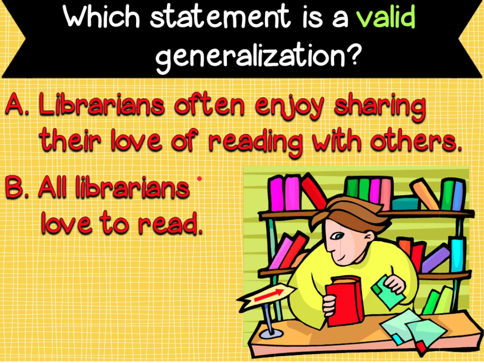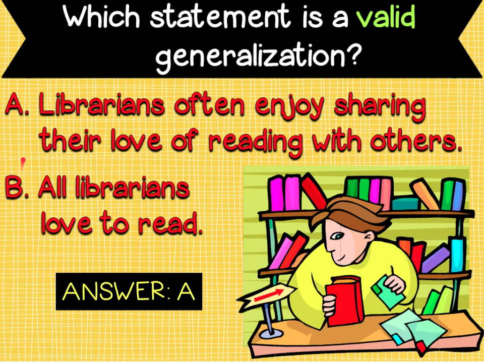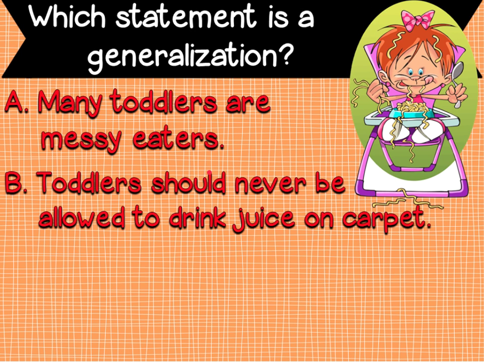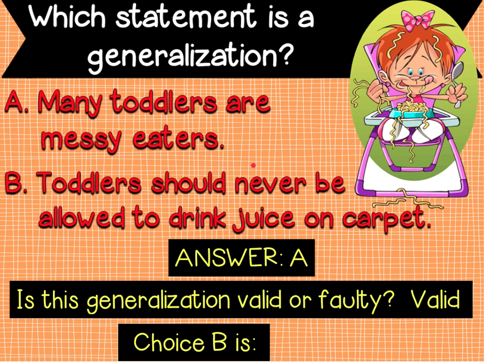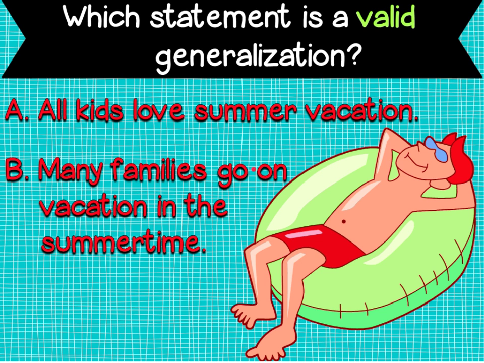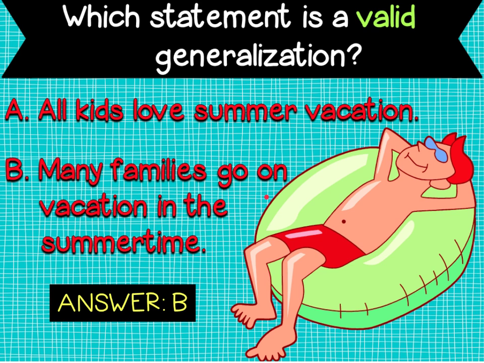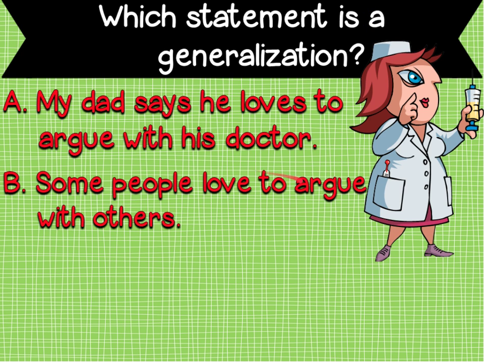A valid generalization would be A, because the word all means that it is faulty, even though you would think librarians that deal with books every day like to read. Generalization would be A, because many toddlers are messy eaters. Toddlers should never be allowed to drink juice on carpet is an opinion. But is this valid or faulty? If you're thinking valid, you are correct. Valid generalization would be B, because it has many families instead of all families.